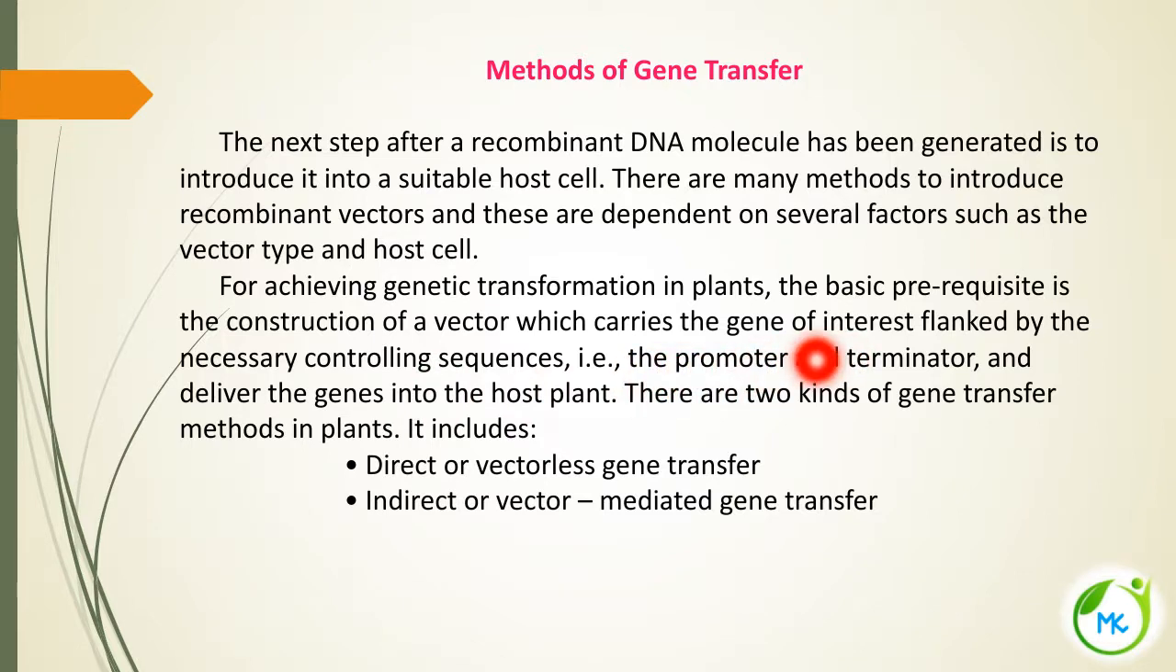That is, along with the gene of interest, it should also have certain controlling sequences, that is the promoter and terminator sequence, and deliver the genes into the host plants. Because it will govern the gene of interest's function, when it has to start its function, and for the termination of the process, these controlling sequences are essential. And there are two kinds of gene transfer method in plants.